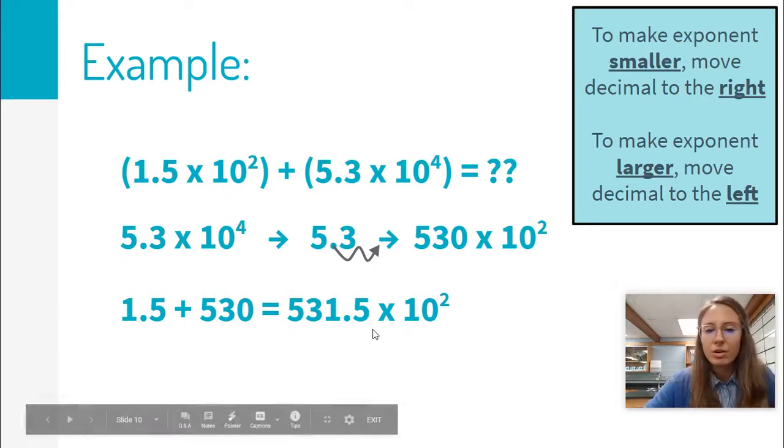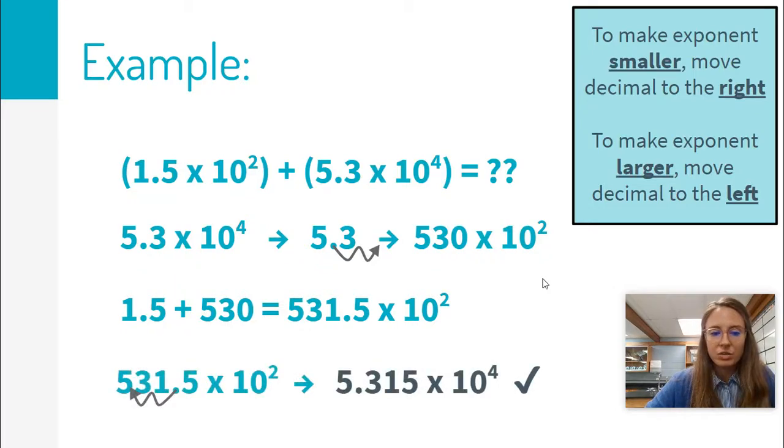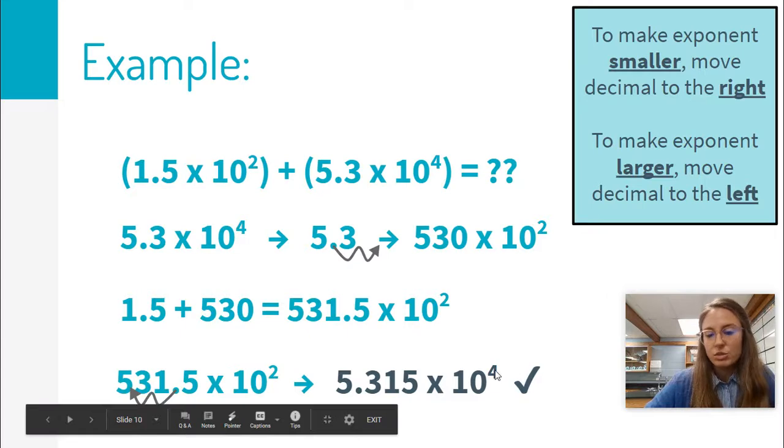So if we are going to move this decimal 2 spaces to the left, that means that we are going to make the exponent 2 values larger. Okay, so if I move that decimal 2 spaces to the left, I am going to increase the exponent 2 values. So now my coefficient matches the scientific notation rules, and I have a value of 5.315 times 10 to the fourth as my answer.